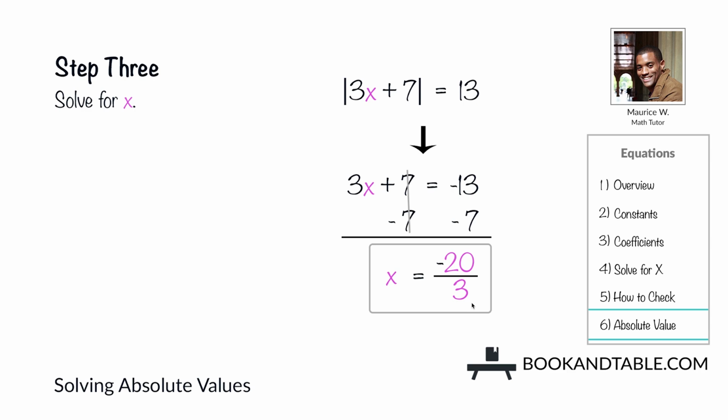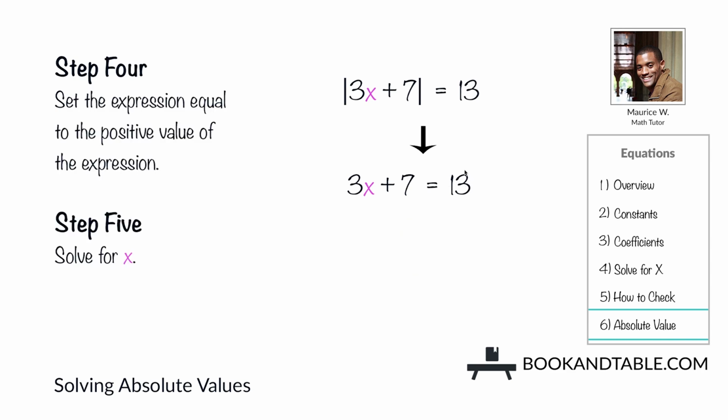All right, so this is one possible value. If the expression is equal to negative 13, we must solve this expression again for the positive value, which in this case would be positive 13. So step 4, set the expression equal to the positive value of the expression. And then step 5, solve for x once again.